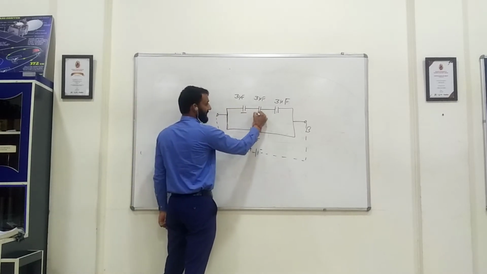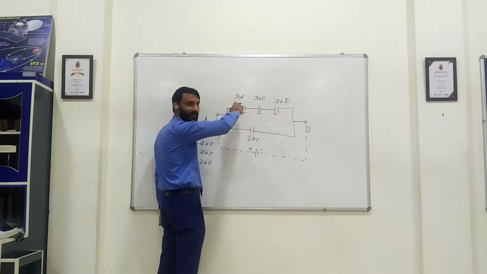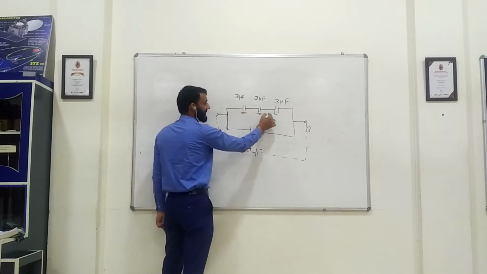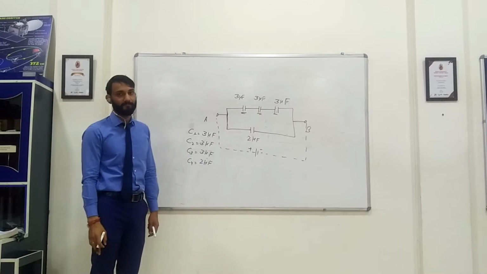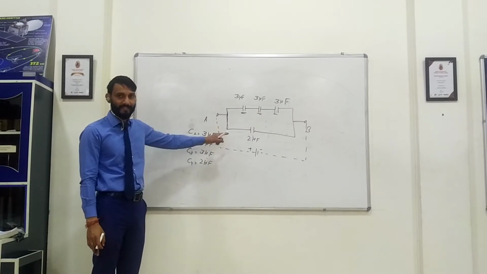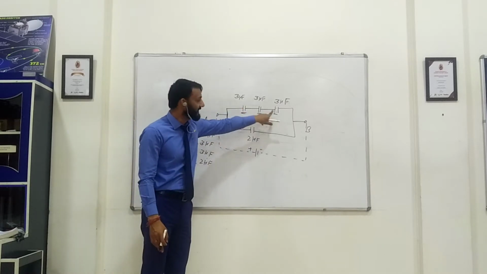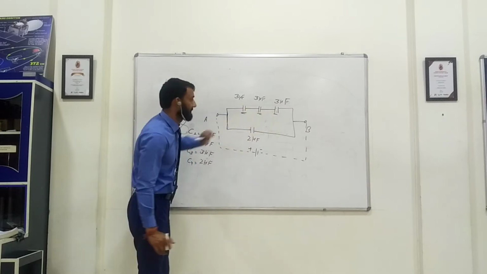With these three, the same charge will pass because they are standing in the same path. And with this, a different charge will pass. So if the same charge is passing through these capacitors, how will they be connected? They will be connected in series. So C1, C2 and C3 are connected in series. Why? Because the same charge is passing through them.